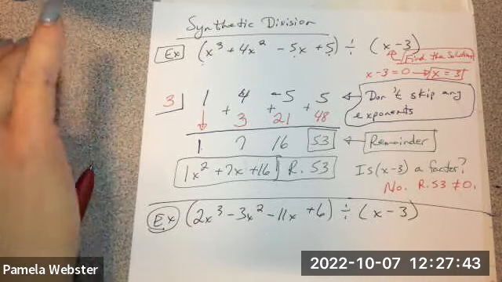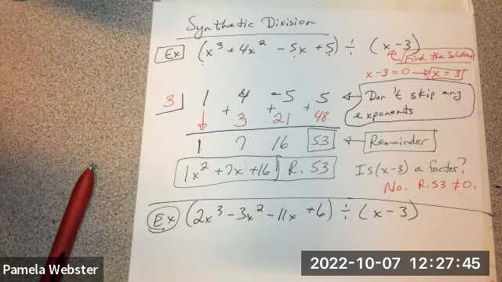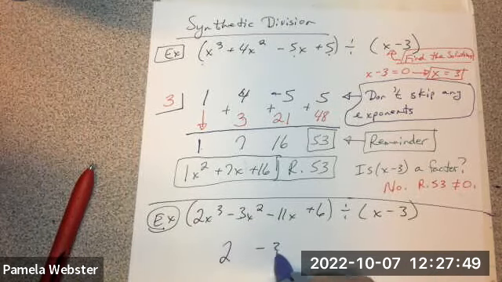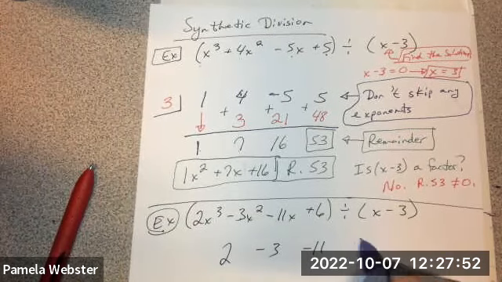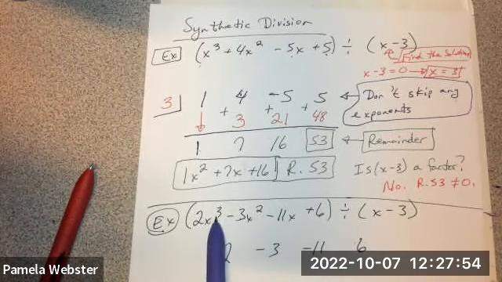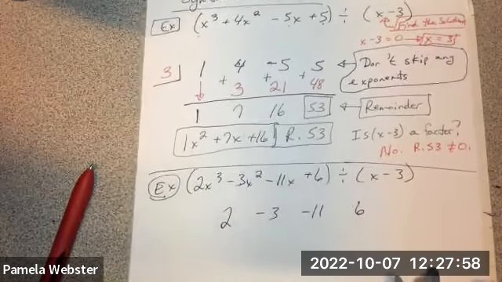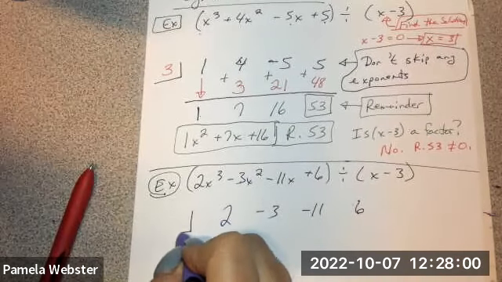But you should still be able to do the process here and make sure we can line it up. So 2, negative 3, negative 11, positive 6. Double check that we have all of our exponents. We've got a 3, a 2, a 1, and none. So we're good there. And then what goes into the box?